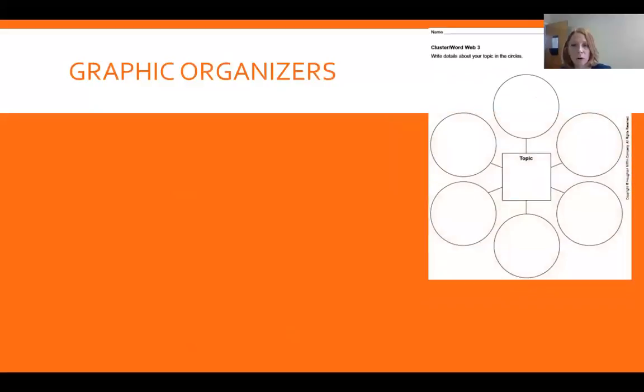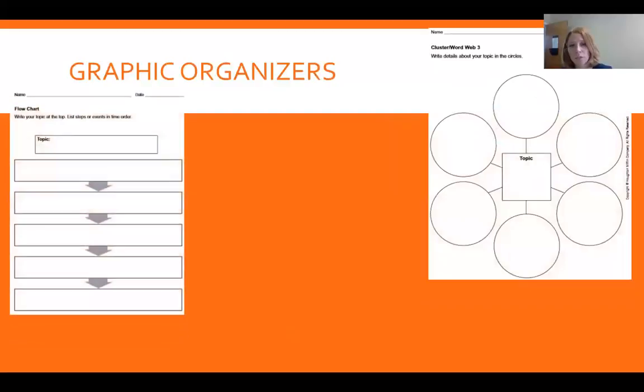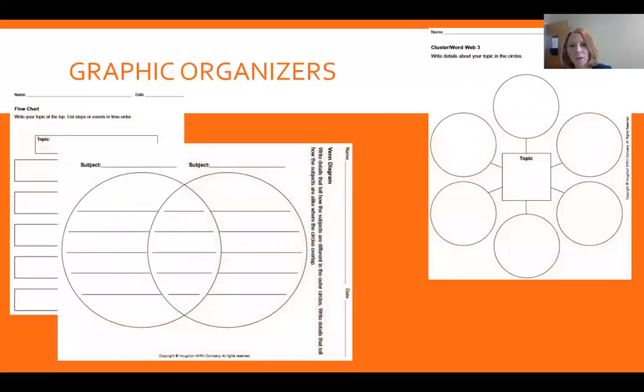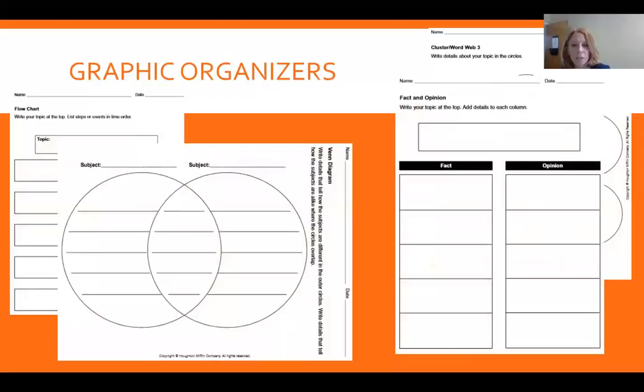A couple of examples are clusters or word webs. You might have seen these before in the classes that you're working with. Flow charts. Notice it helps students to organize information sequentially. Two-ring Venn diagram. So again, the idea is when students need to compare and contrast information, they're able to do so using this type of graphic organizer. Okay. Facts and opinions. Again, this type of graphic organizer helps students to clearly see information that's grouped in a facts category versus information that's grouped in an opinion category.